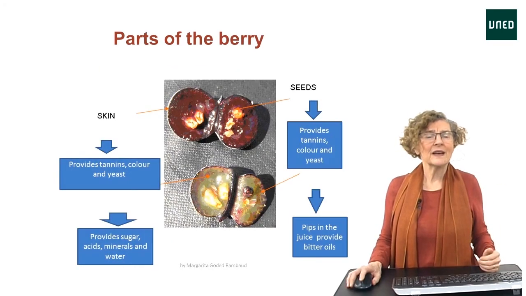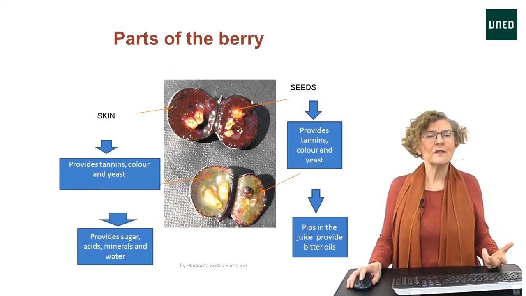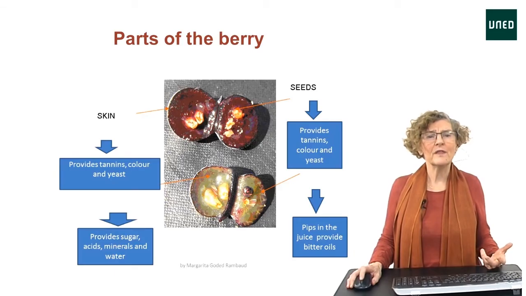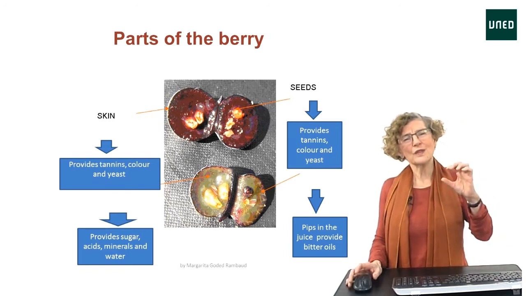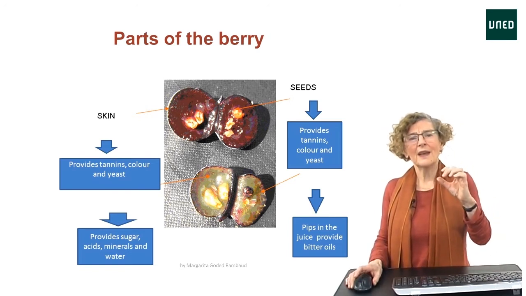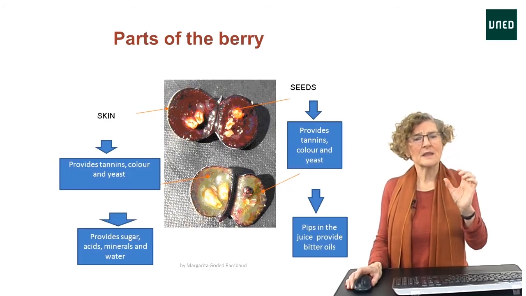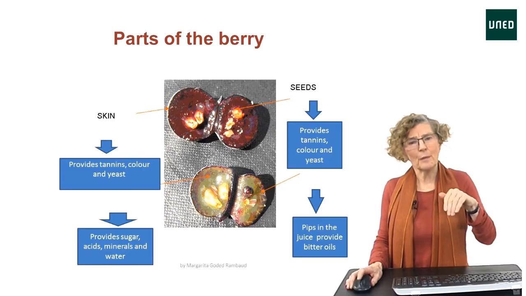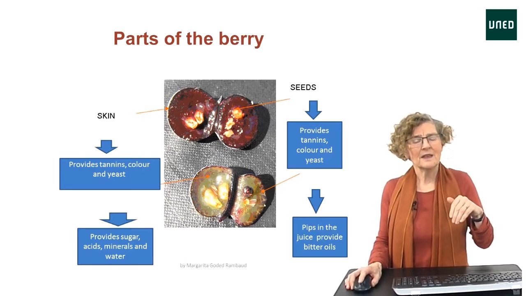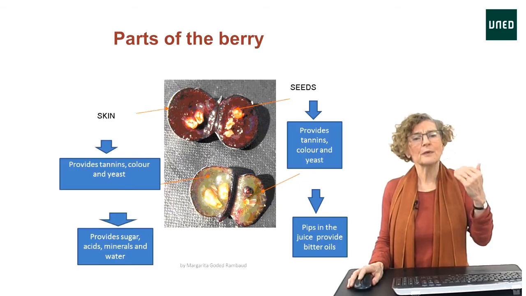Now, in these slides, we'll learn the different parts of the berry from the inside. First, note that the generic English term for those small round fruits is berry. That is, the grape is one type of berry. Now, let's look at the berry from the inside. All these parts will have a different role in the production of wine.